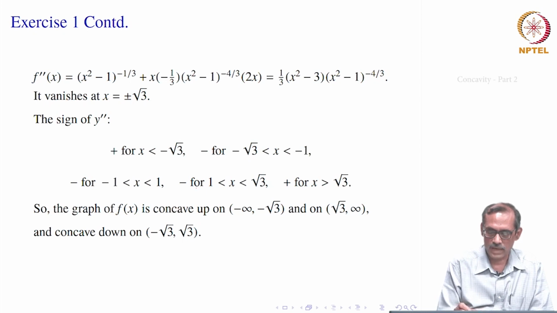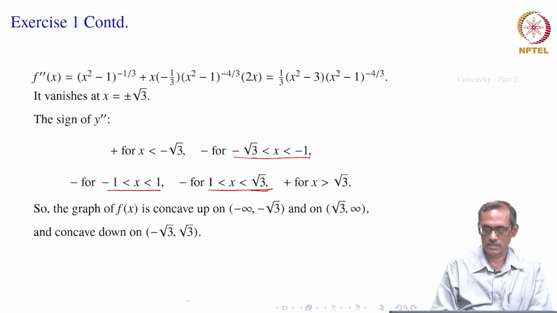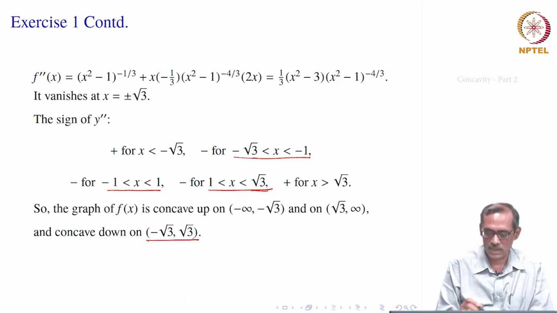It is minus from minus root 3 to root 3, right: minus root 3 to minus 1, minus 1 to 1, 1 to root 3. So, it is really minus from minus root 3 to root 3, except at the points minus 1 and 1. Okay. So, leaving those points, of course, it is better to break them. You will say that it is concave down on minus root 3 to minus 1, concave down from minus 1 to 1, concave down from 1 to root 3. So, writing this way is misleading, it should not be.